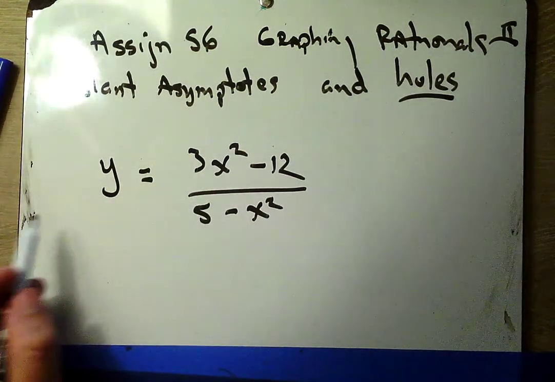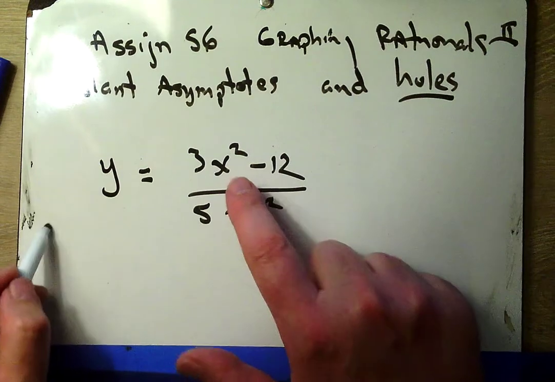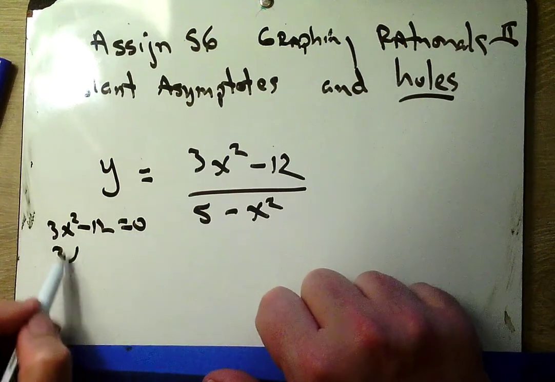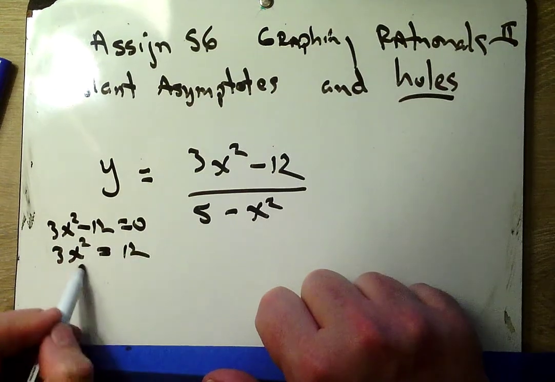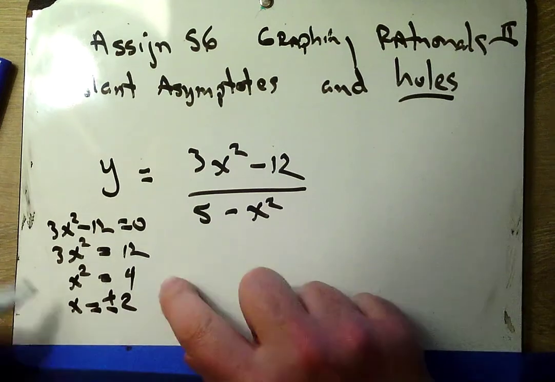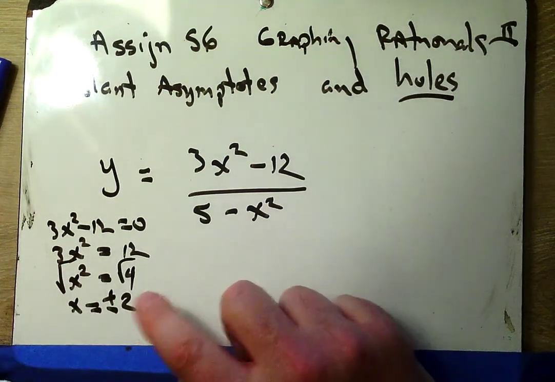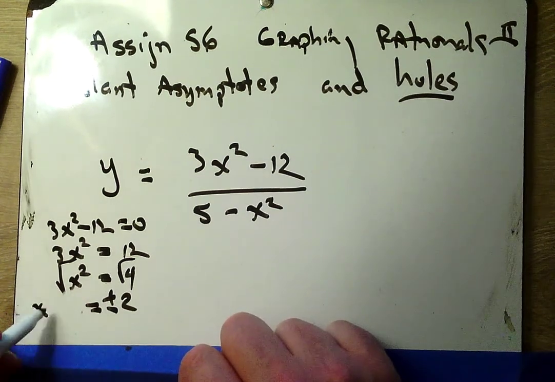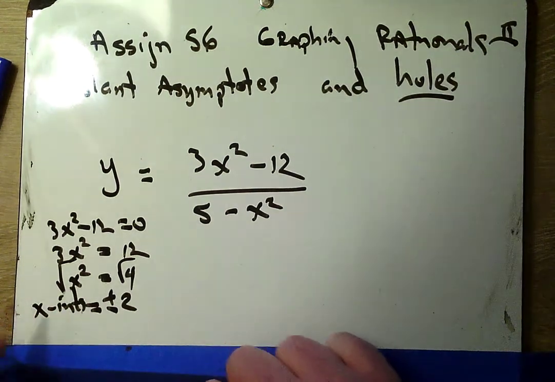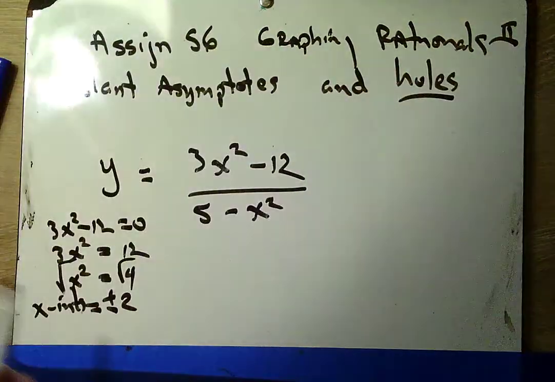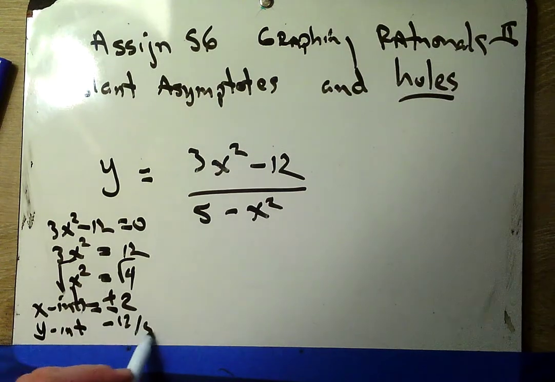All right, so if I set the top equal to 0, I get 3x squared equals 12, or x squared equals 4, or x equals plus and minus 2. Don't forget to take that square root. Okay, so I've got two x-intercepts. My y-intercept, I plug a 0 in for the x's. I get negative 12 over positive 5. Y-intercept is negative 12 fifths.